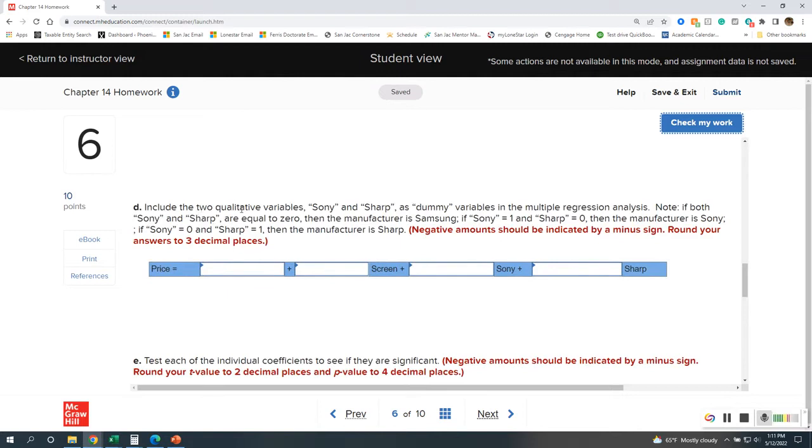Alright, include the two qualitative variables, Sony and Sharp, as dummy variables in the multiple regression analysis. Note, if both Sony and Sharp are equal to 0, then the manufacturer is Samsung. If Sony equals 1 and Sharp equals 0, then the manufacturer is Sony. If Sony equals 0 and Sharp equals 1, then the manufacturer is Sharp. Okay.